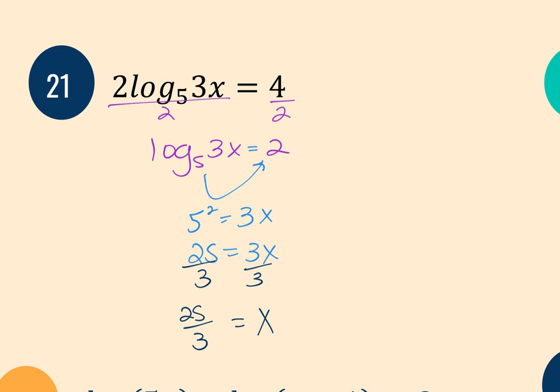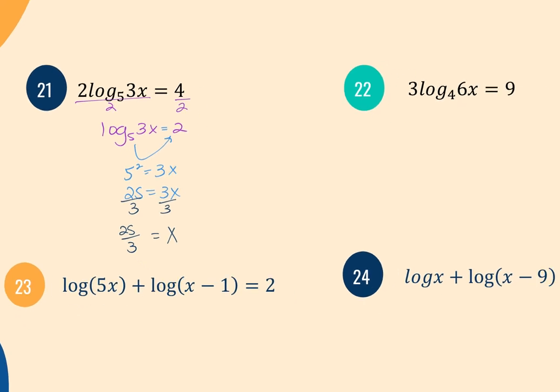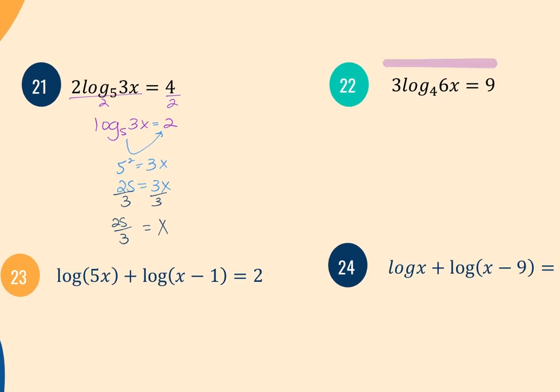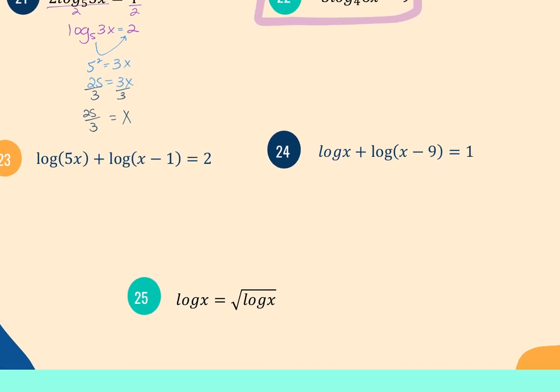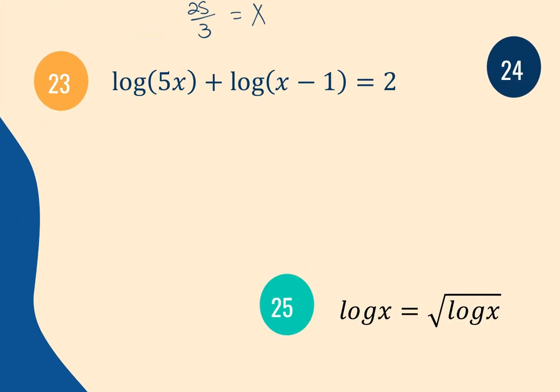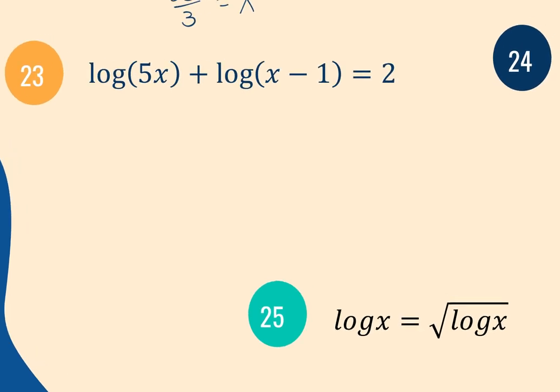If it didn't tell me to round, and I don't have the calculator, I'm going to keep that exact as 25 over 3. If it says what to round to, then I would put that in the calculator and round it. 22 is just like that. We'll do 23. Okay, now we're condensing.